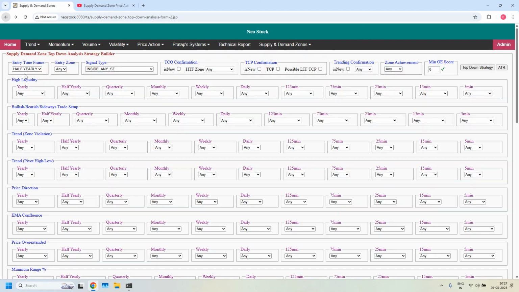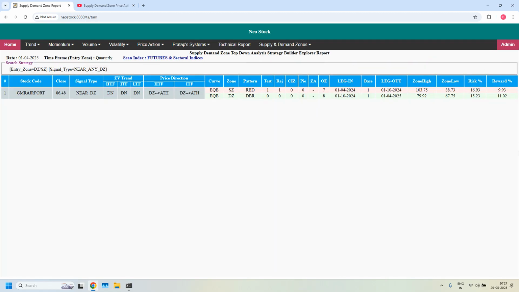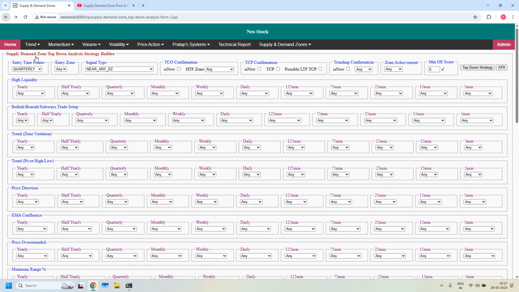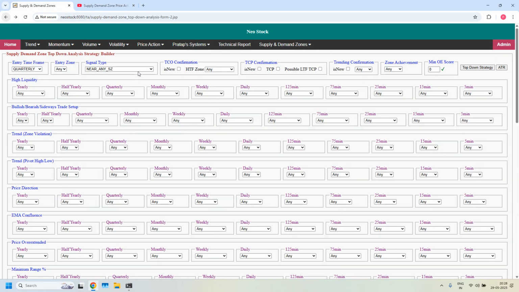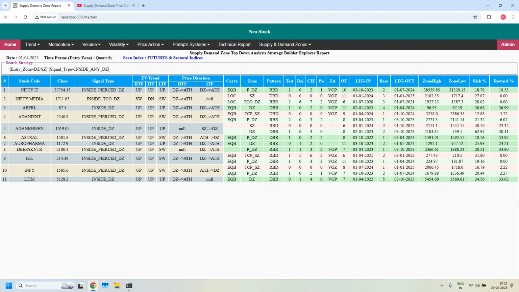Next time frame, quarterly. Stocks near quarterly demand zone, we got 1 stock. Next, stocks near quarterly supply zone, we got 4 stocks. Next, price closed inside the quarterly demand zone, we got 11 stocks.